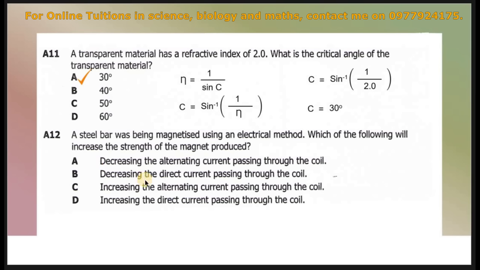Then B, decreasing the direct current passing through the coil. Yeah, you use a direct current to magnetize something electrically, but you cannot decrease it in order to increase the strength of the magnet. So this one is totally wrong. Then you see, increasing the alternating current passing through the coil, wrong, because we don't use alternating current. So this one is completely wrong. Then increasing the direct current passing through the coil, yes, this one is a very, very good answer. So this is our answer here.